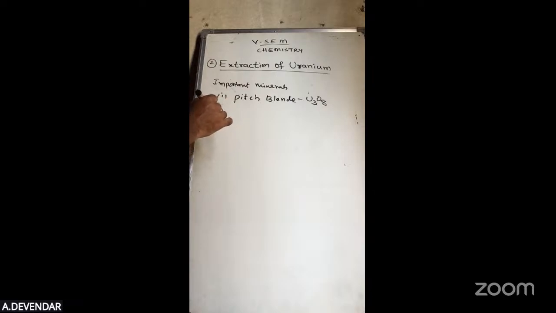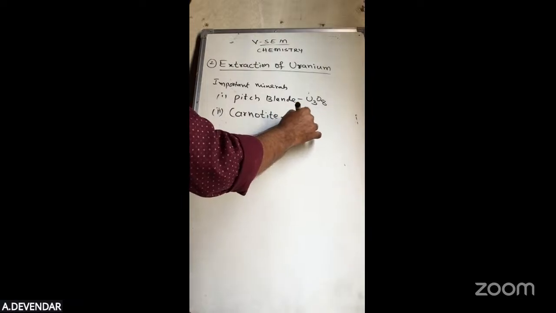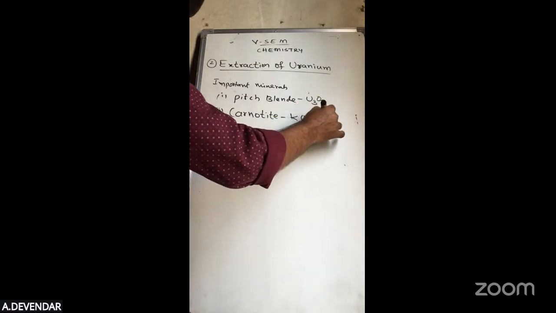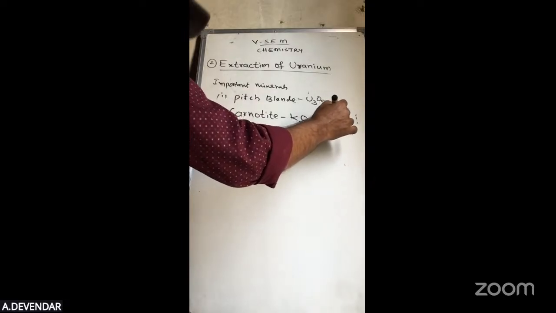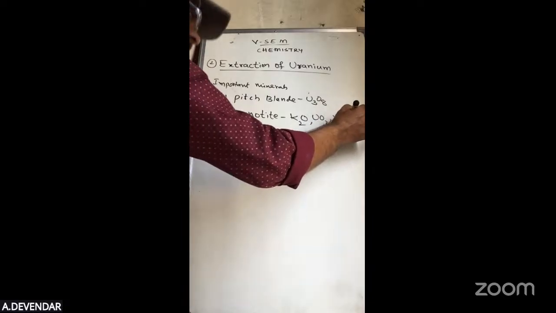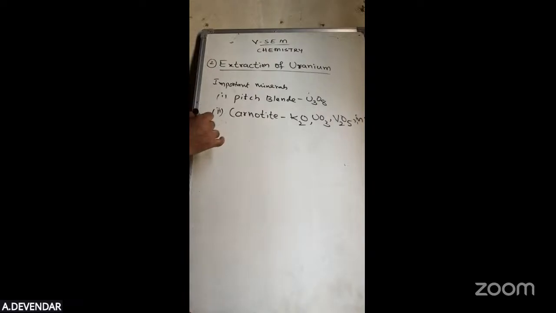Second is carnotite. This is the second one. The formula is K2O, CO3, and U2O5, uranium pentoxide, and n number of water molecules. This is the carnotite mineral, which is also important for the extraction of uranium.